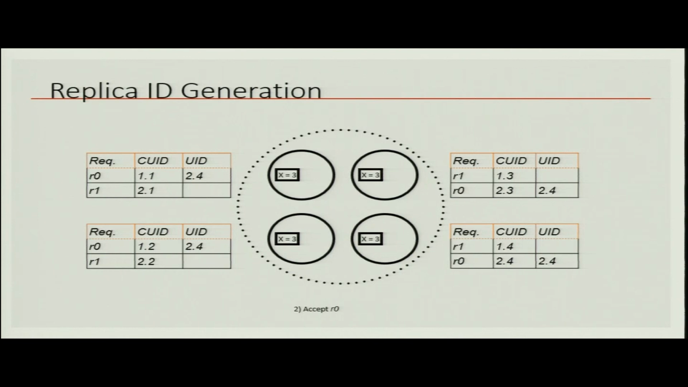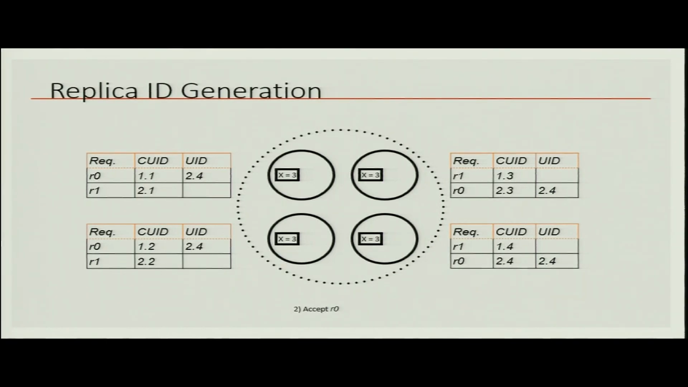Then he will decide that 2.4 is the highest, so I will give 2.4 to this. This node will also see 2.4 is the highest for R0, so it will also give 2.4. This one already knows that this is the highest because all the messages have gone to him, so he will also give 2.4, and this one has already given 2.4. Then they will consider R1.